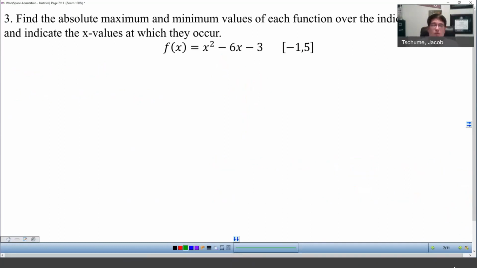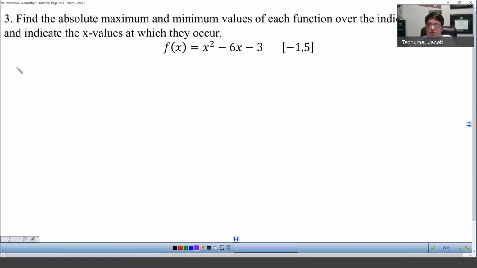So I made up a variety of different questions we can answer here, so let's work through a bunch of these. So number 3, same instructions. I want you to work with f of x equals x squared minus 6x minus 3 on the interval -1 to 5.